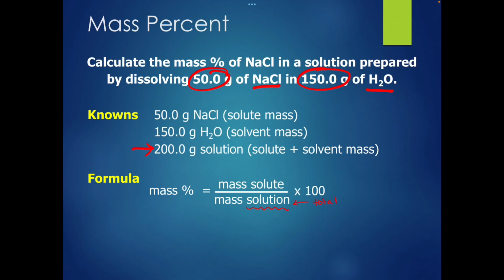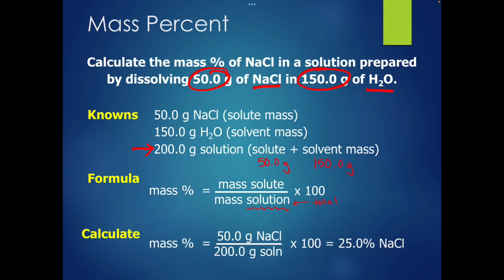Okay, so the mass of the solution is always going to be the solute and the solvent added together. So it'll be our 50 grams of our solute and our 150 grams of our solvent. So together we get 200. All right, so now we can plug things in. Our mass of our solute goes on top, that's our sodium chloride. Our total mass of the entire solution goes on the bottom, and then we'll multiply that by 100 to turn it into a percent. So we get 25% of sodium chloride.